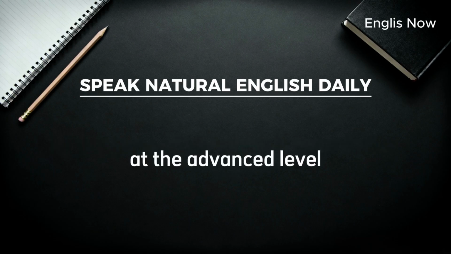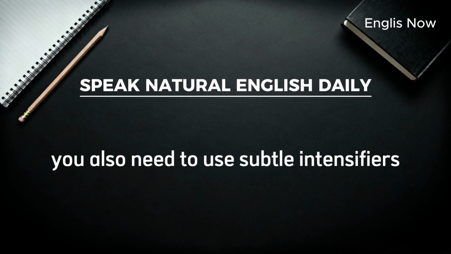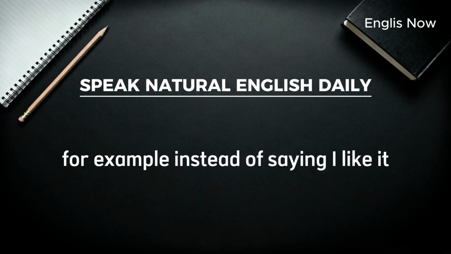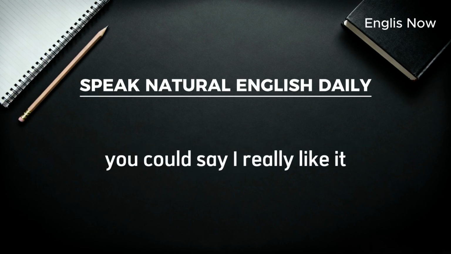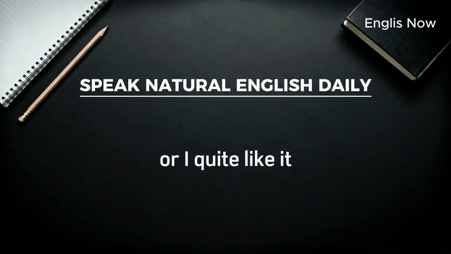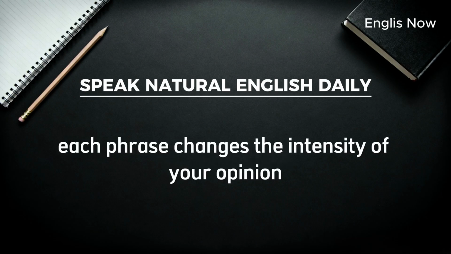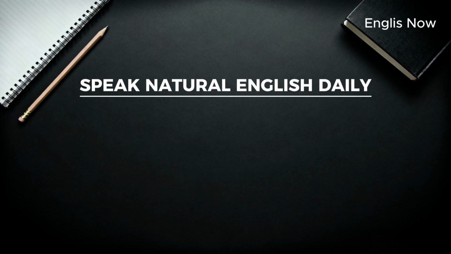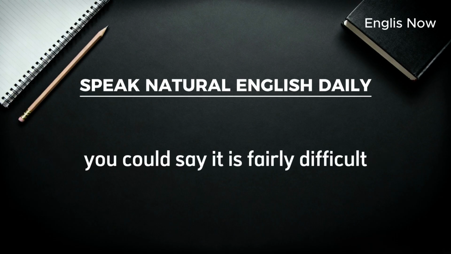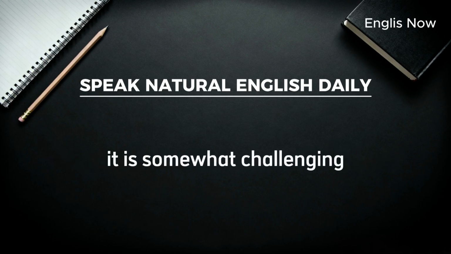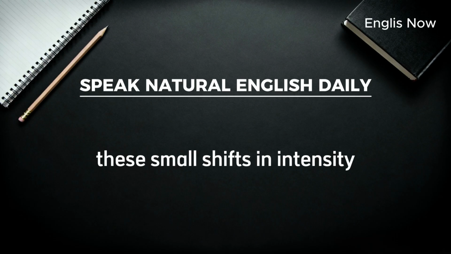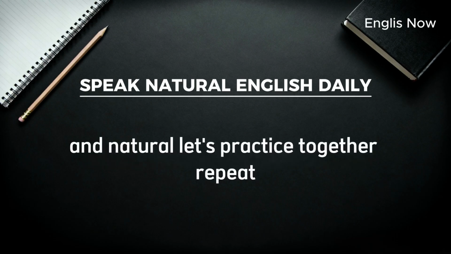At the advanced level, you also need to use subtle intensifiers and downtoners to control your message. For example, instead of saying, "I like it," you could say, "I really like it," "I absolutely love it," or "I quite like it." Each phrase changes the intensity of your opinion. Similarly, instead of saying, "It is difficult," you could say, "It is fairly difficult," "it is somewhat challenging," or "it is extremely demanding." These small shifts in intensity make your English more precise and natural.